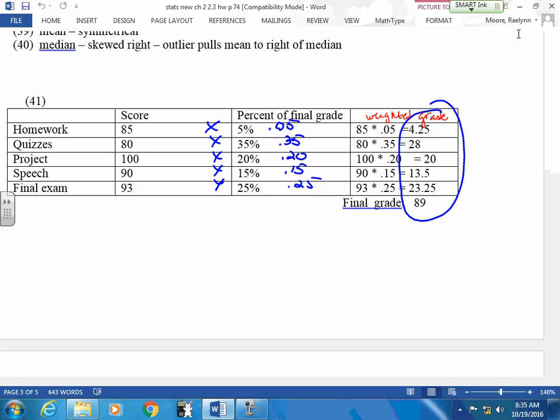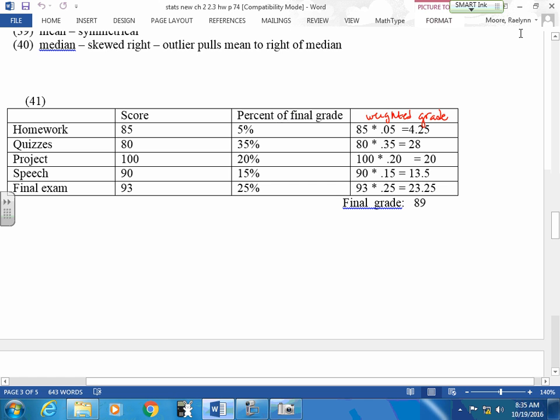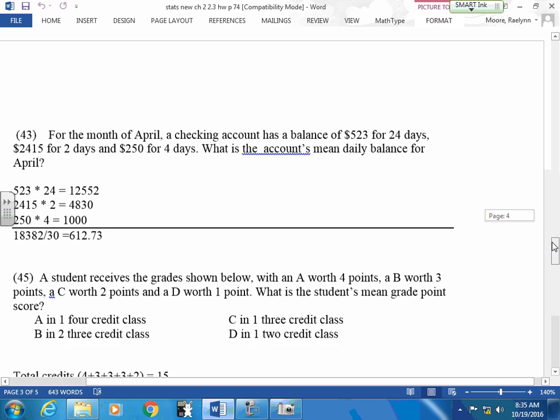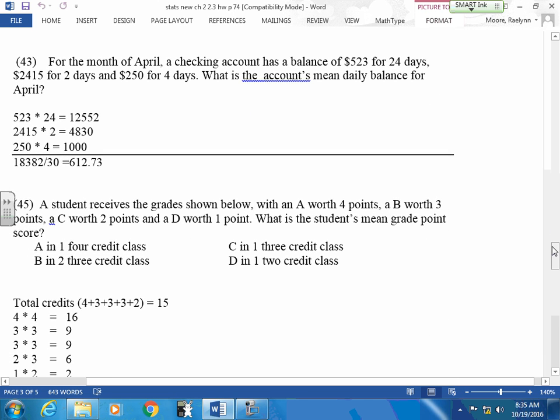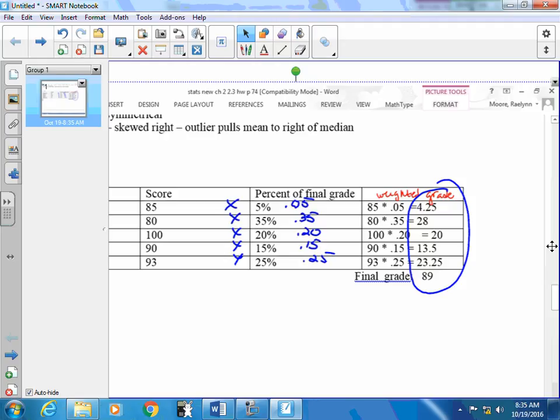The one that has the most pull in here are the quizzes. Okay, so if we change the quiz grade, that's going to affect this the most. Homework had the least amount of weighting on it. I like my homework weighted a little bit more. I'm keeping you guys awake up there. Did I get you 43? Okay.